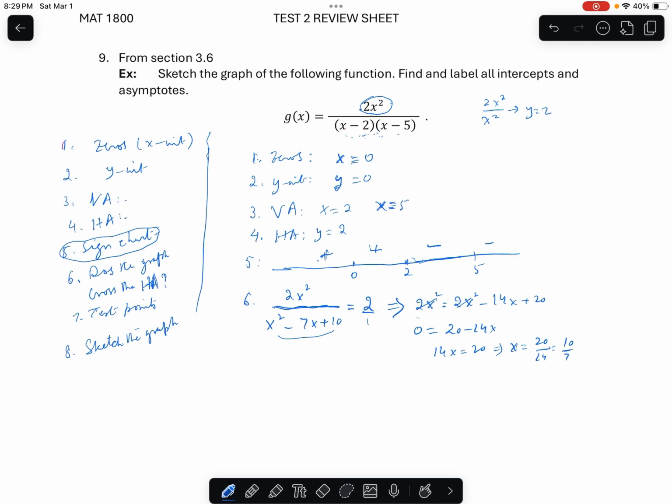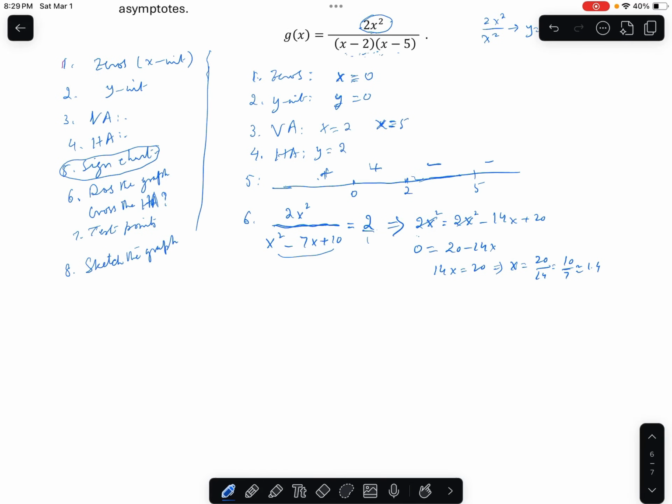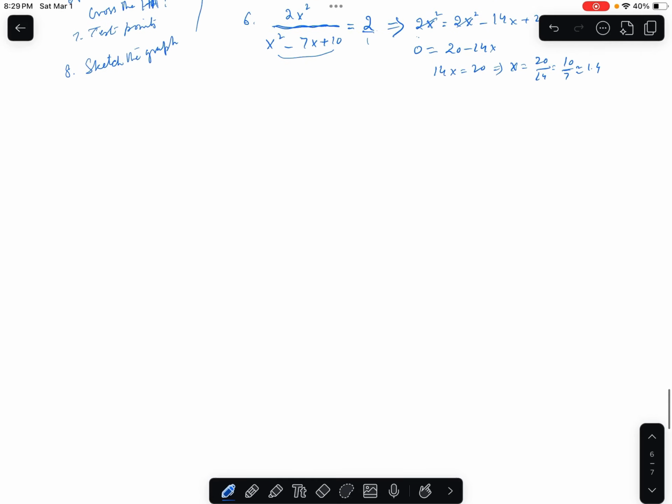which is a little bit like 1.4, approximately 1.4. When x is 1.4, that is where the graph will cross the horizontal asymptote y equals 2. What is the next thing? The point. Okay, now we actually start sketching the graph.